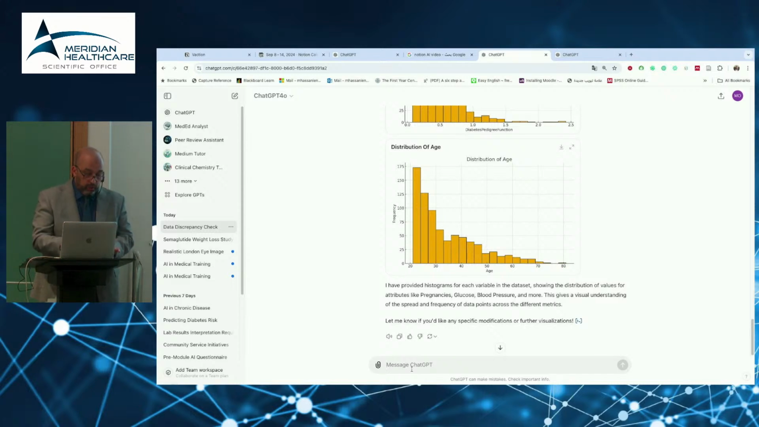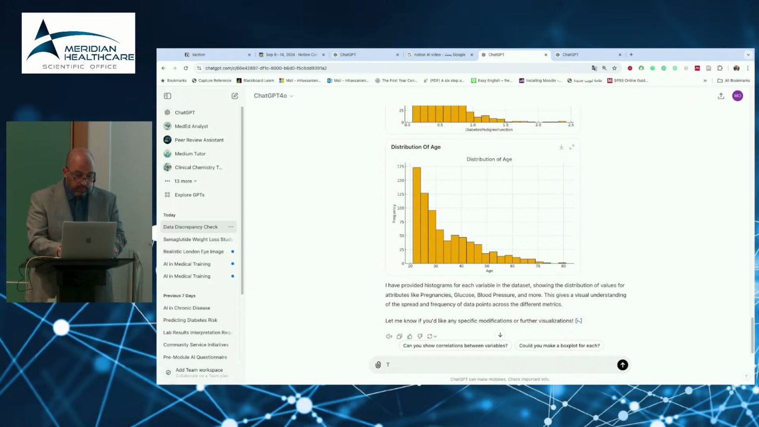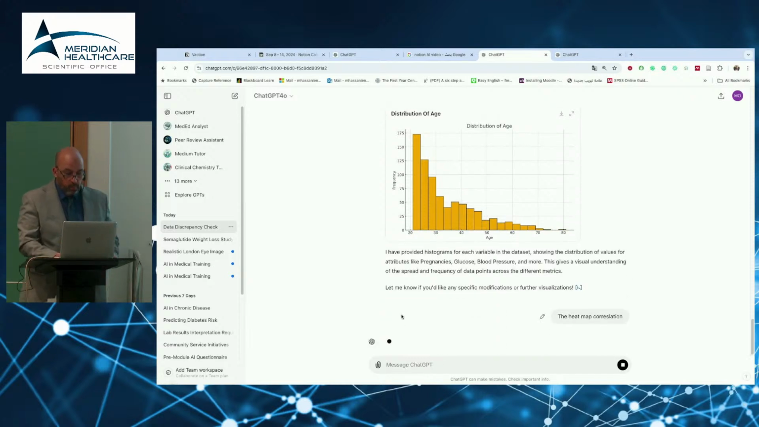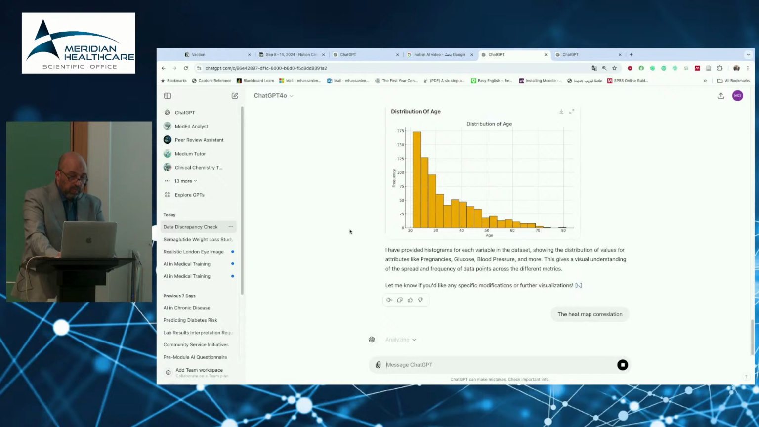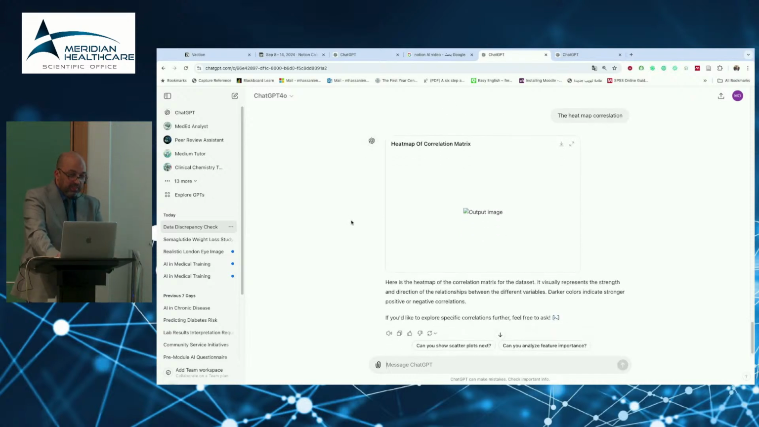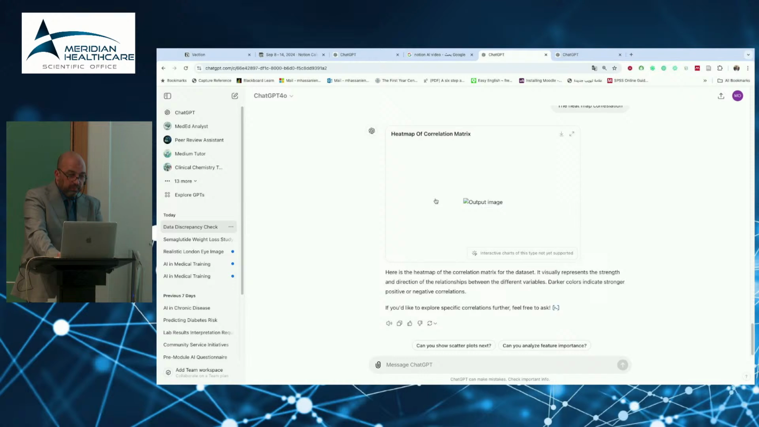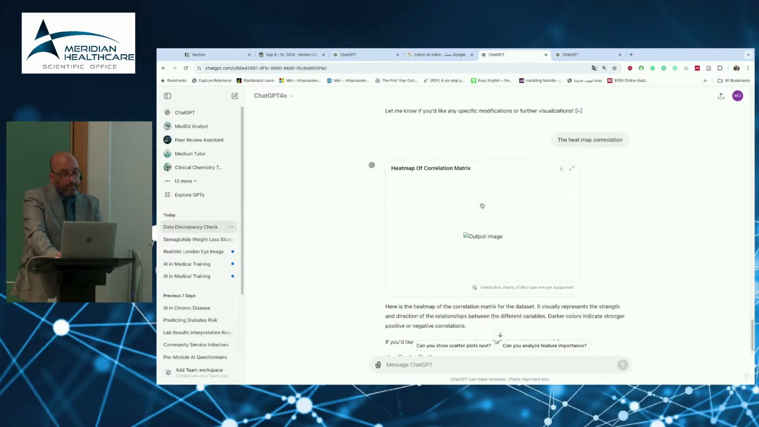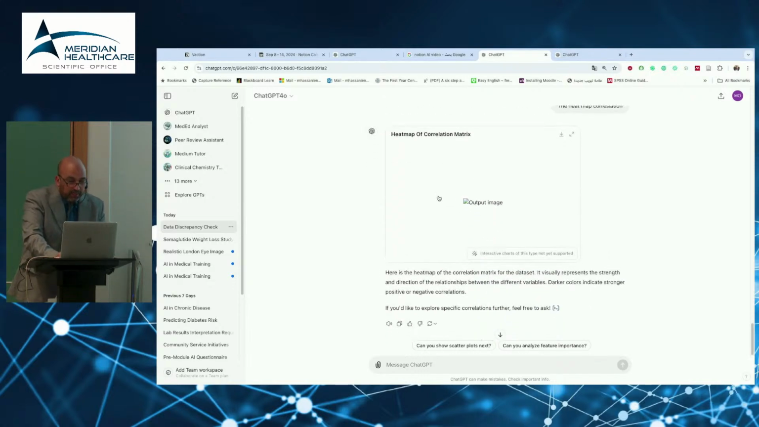I'll ask it to make a correlation. The correlation is called the heat map. If you need a statistician to make this, I think it will take time and take money to do this statistical analysis. It is here, but I don't know. Okay. It wasn't displayed.